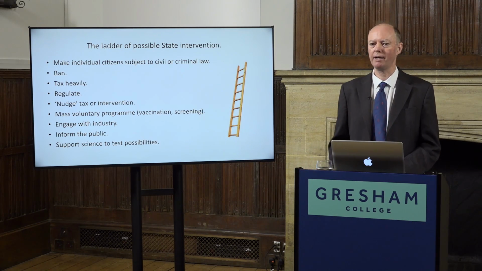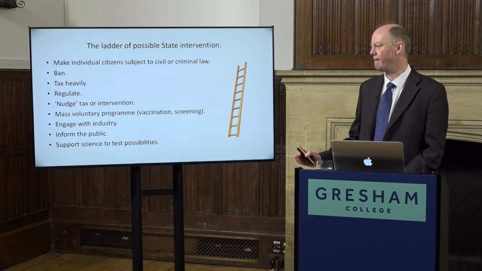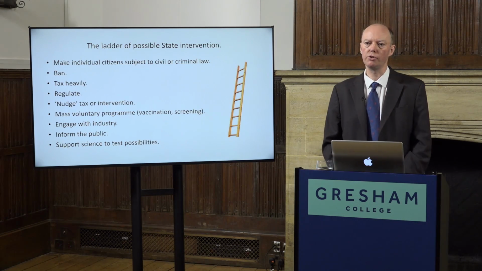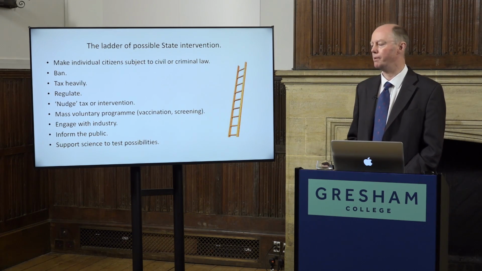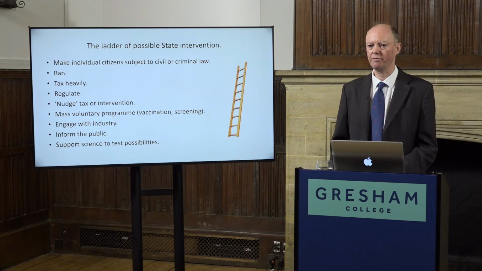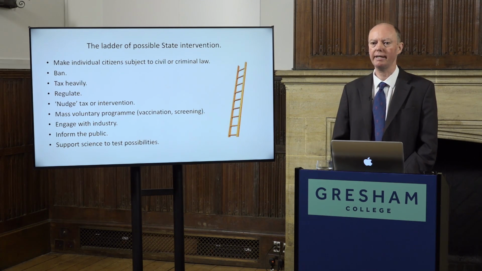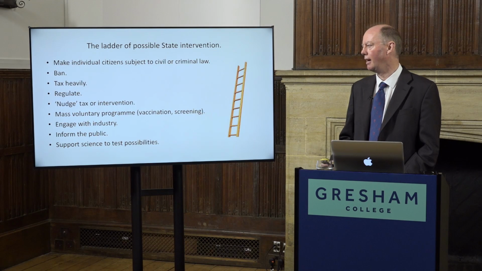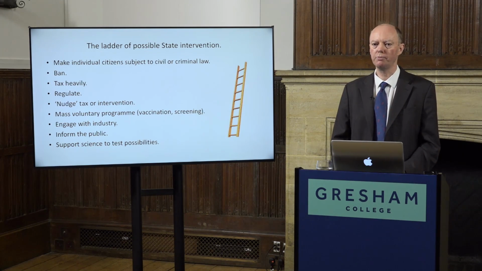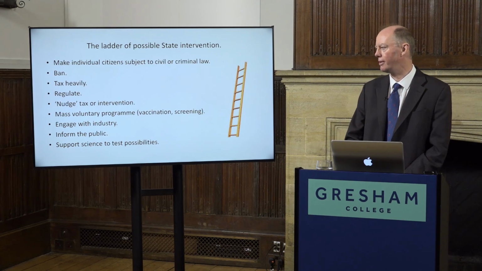This is not using state power, this is just using the ability to actually engage in conversations. Slightly more use of state resources are mass voluntary programs. These are things where people can choose to be part of them or not, but they are provided by the state. Things like vaccination or screening if people wish to have them, and generally they're only recommended if there's a high evidence base that they should be. Nudge taxes, quite small taxes or interventions that are designed to push people slightly one way rather than another.